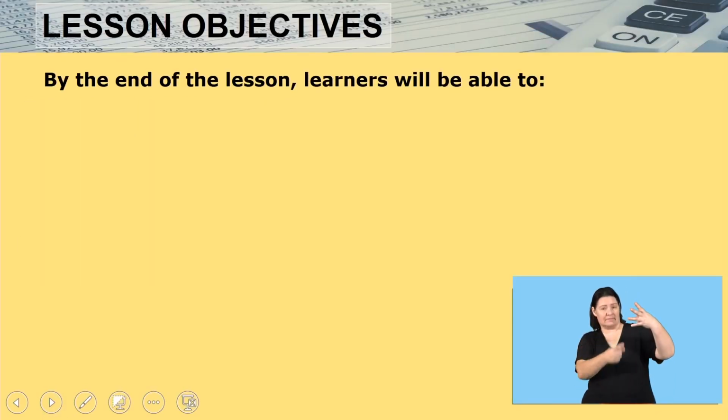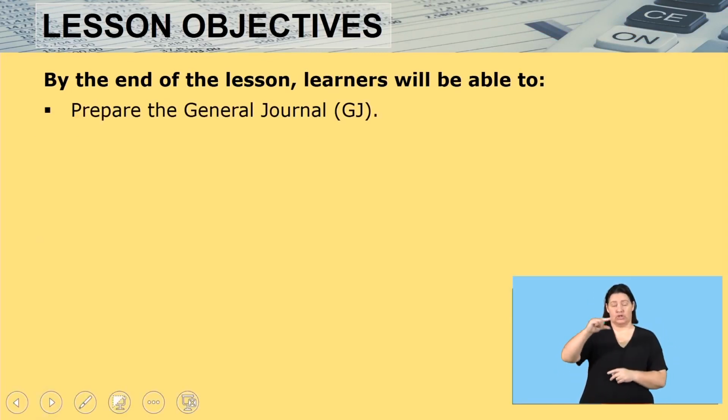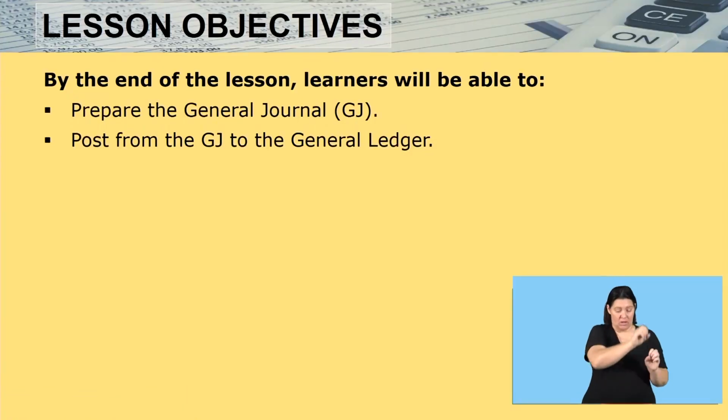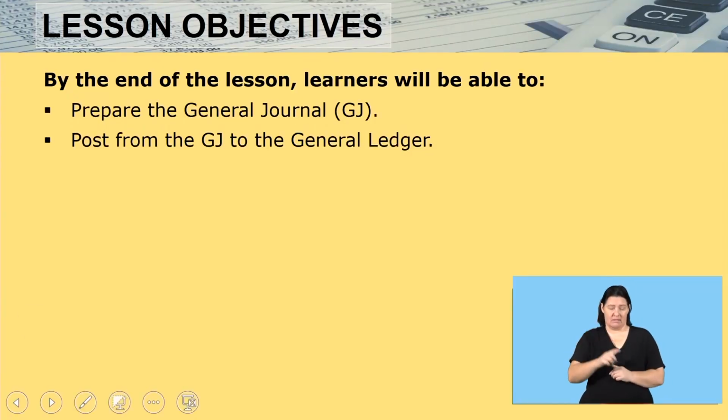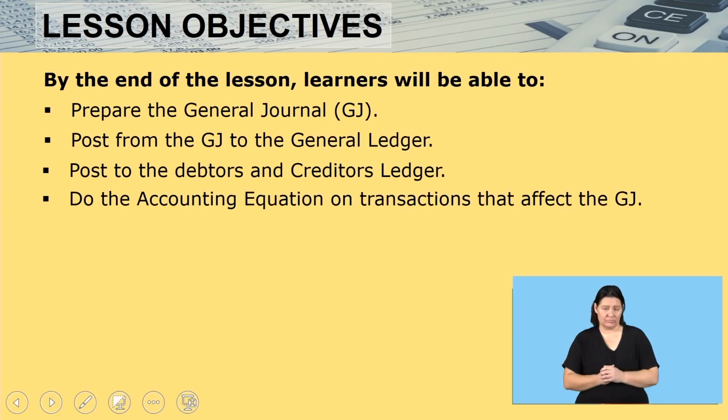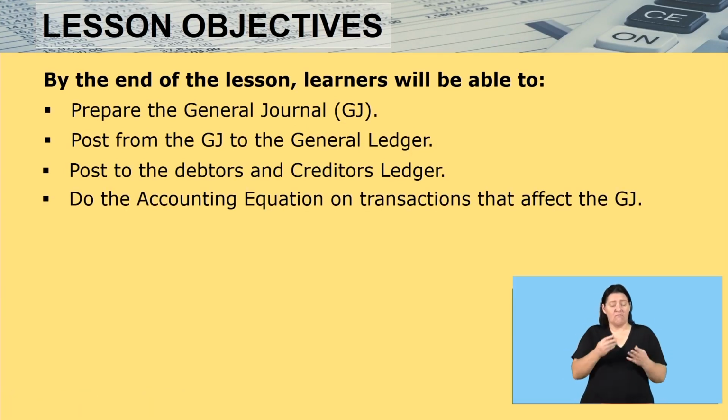Here are the objectives for today's lesson. We will prepare the general journal, so it is very important that you ensure that by the end of this lesson, you are also able to prepare the general journal. You should also be able to post from the general journal to the general ledger. We should also be able to post to the debtors and creditors ledger. We will also be able to do the accounting equation on transactions that affect the general journal.